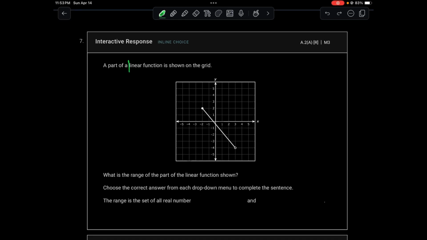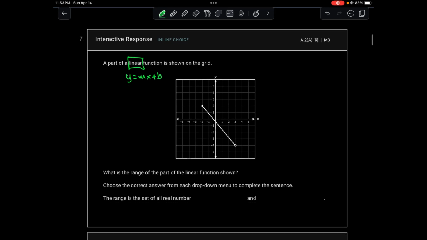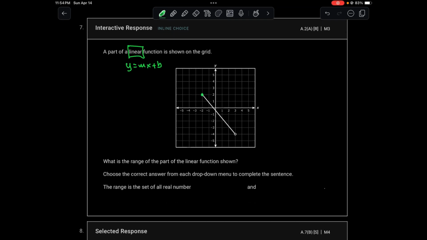A part of a linear function. Okay, linear, again, y equals mx plus b is shown on the grid. And we have 2 points emphasized. So here are the coordinates of this point: the x is -2 and the y is 2. And here are the coordinates of this one: the x is 3 and the y is -4.